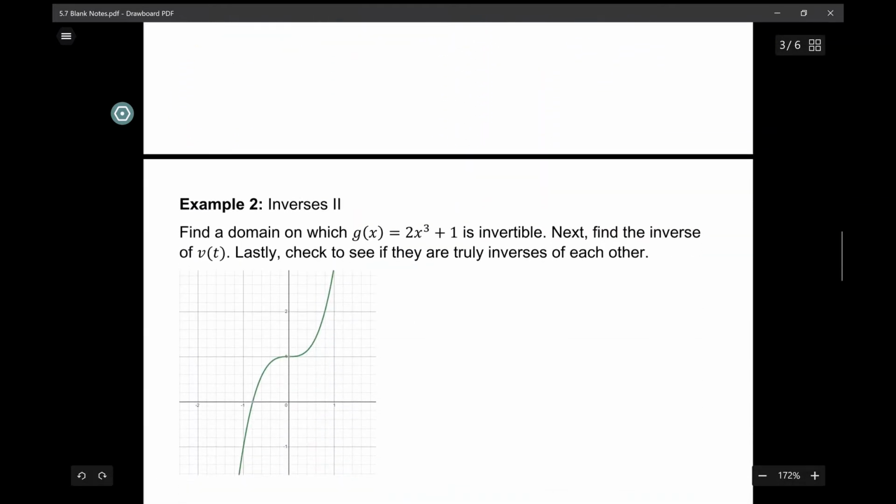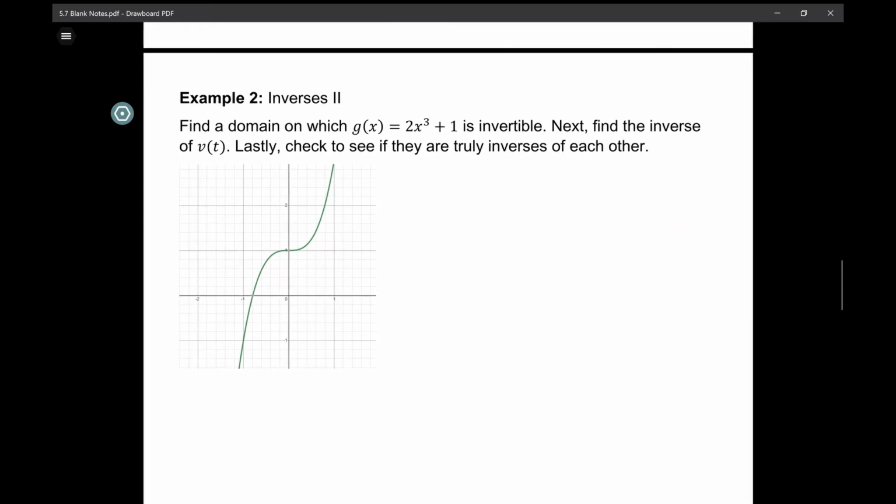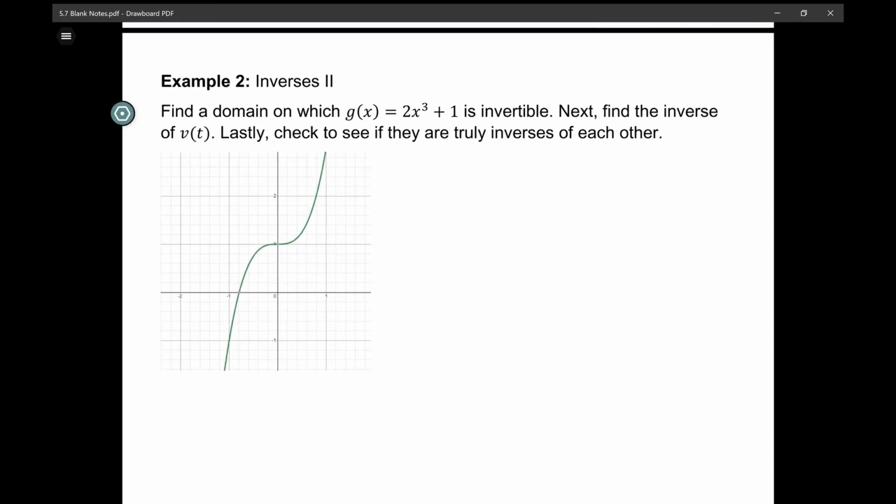All right, this example is g of x is 2x cubed plus 1. First, we want to find a domain in which it is invertible, and then we're going to find the inverse, and then we'll compose to make sure they're really inverses of each other. Well, if we look at this function, the question is this function one-to-one? Is this one-to-one? Does it pass the horizontal line test? It seems to everywhere, but maybe right here. And it actually really does pass the horizontal line test.